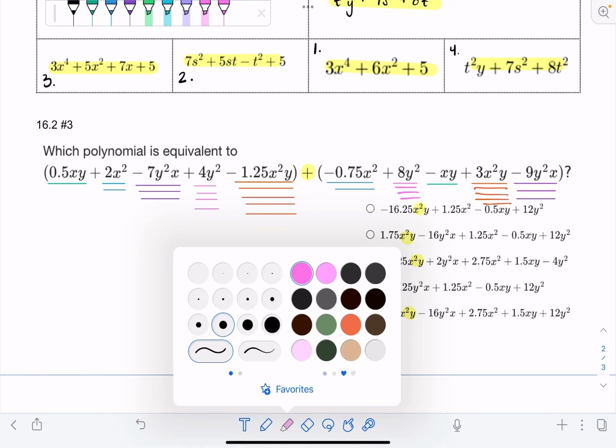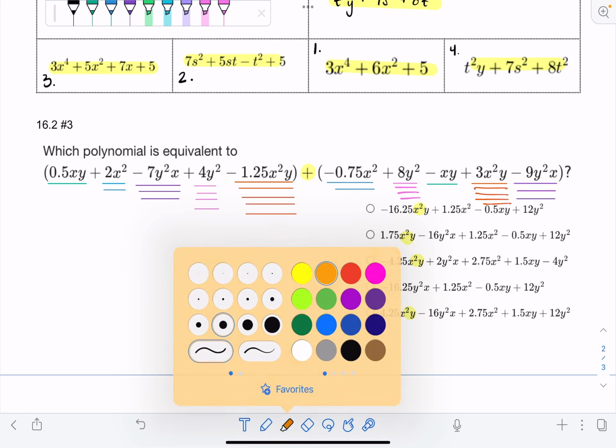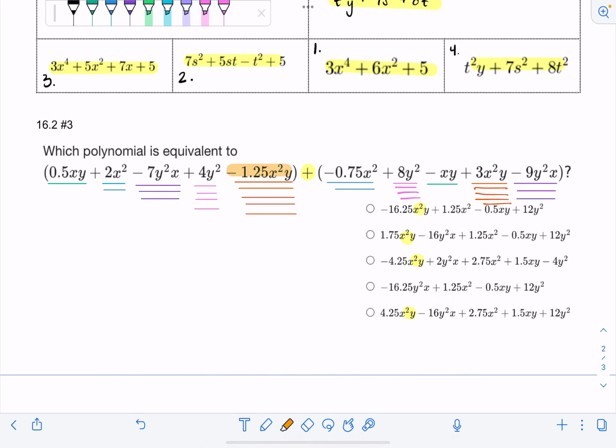Okay, so my x squared y's, those were the oranges. So negative 1.25x squared y, and then 3x squared y. So we got to add negative 1.25 plus 3, which should be 1.75. So this would be a 1.75, and then the x squared y stays the same.